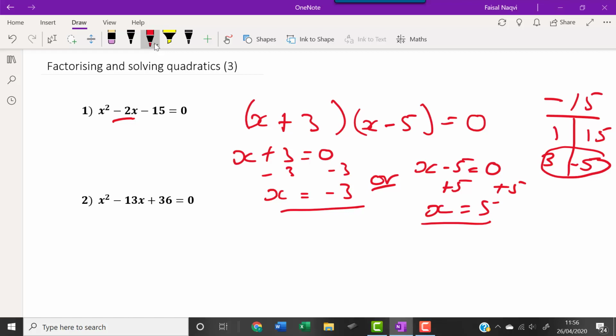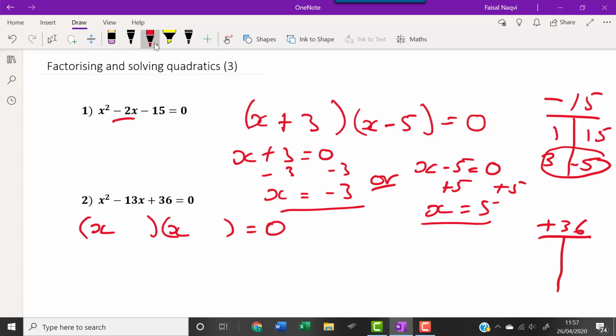This one looks a little bit more tricky, but let's have a go. Okay. Again, it's a quadratic where a equals 1. My two brackets, I'm solving it, so it equals 0. I'm putting in my x's. Now I take my plus 36, and I ask my two questions. Which two numbers multiply together to give me plus 36 and add together to give me minus 13?